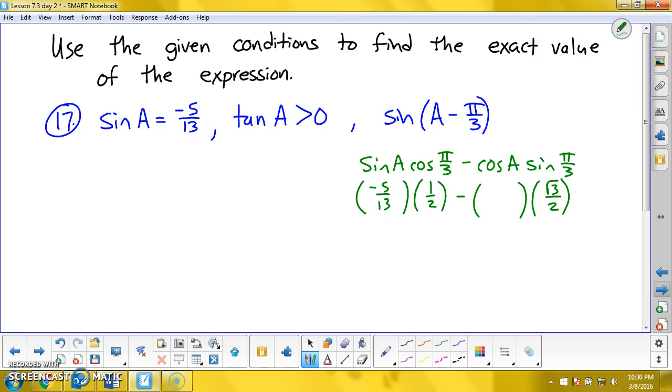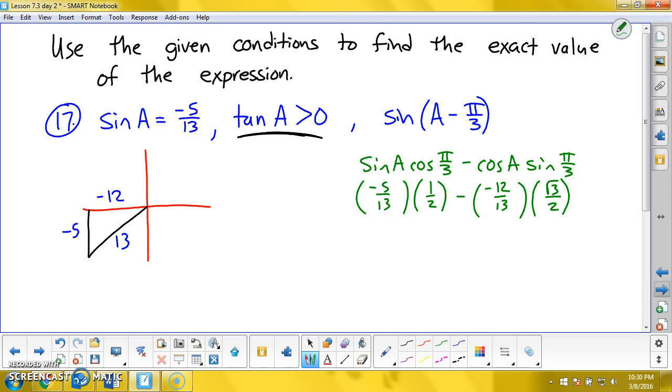So how do we find the cosine of angle A? To find that, I would draw a picture of a right triangle in the third quadrant. Why did I draw it in the third quadrant? Because it says the sine is negative 5 over 13, and it also tells us in the original problem that the tangent is positive. The third quadrant is the only quadrant that has a negative sine and a positive tangent. If I use the Pythagorean Theorem to find the other side, I'm going to get a negative 12. And so now using that right triangle, I'm going to substitute in the cosine of angle A as negative 12/13.